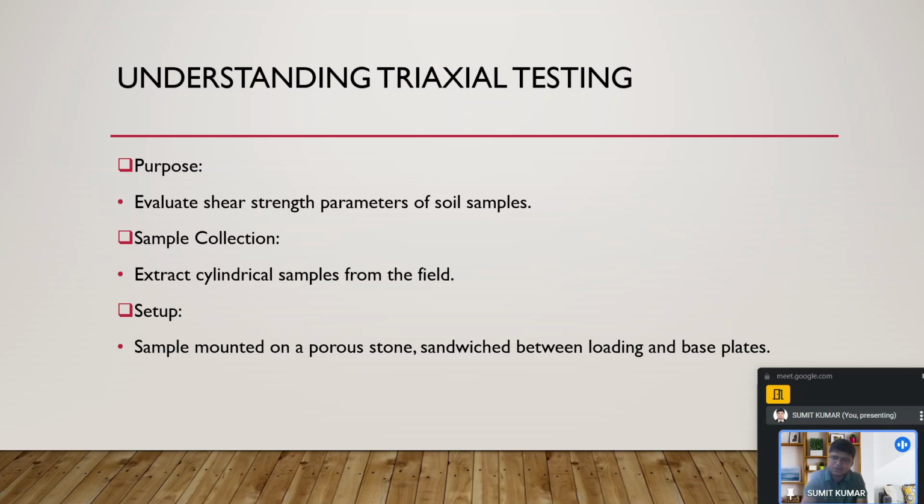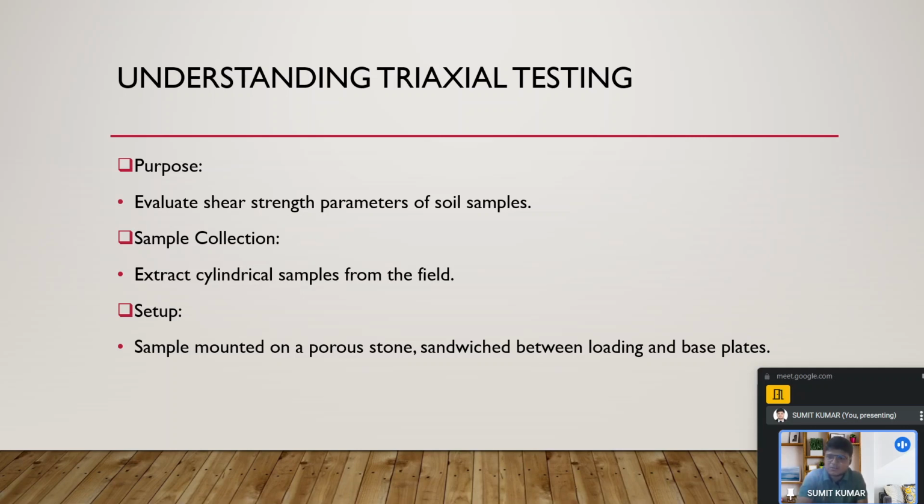But I will add some points for the audience over here, and for all the other audience who are going to watch this on platforms like YouTube. So I will try to add some more points. First of all, understanding the triaxial testing. The purpose is to evaluate the shear strength parameters of the soil. That is the basic purpose, and that's why we are conducting the triaxial test.